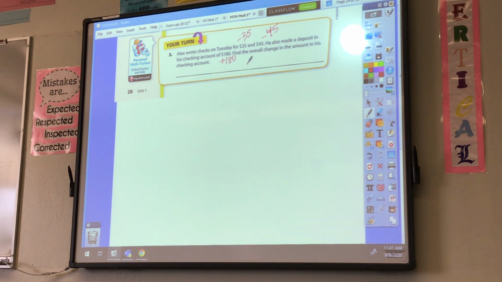So let's put them all together. He spent 35, he spent 45, and then he deposited 180. So I'm going to change everything to addition. So I'm going to keep, change. So negative 35 plus negative 45. That's the same exact thing, right? Adding the opposite. And so I have a negative 80, because I'm going to put these two together, plus 180. How much money does he have extra? Positive 100. He has $100 more than when he started.